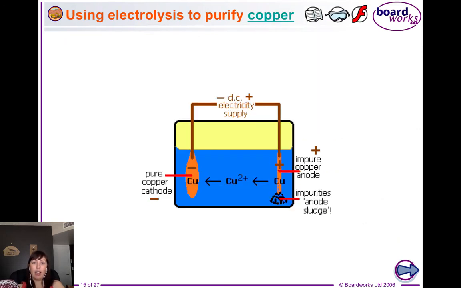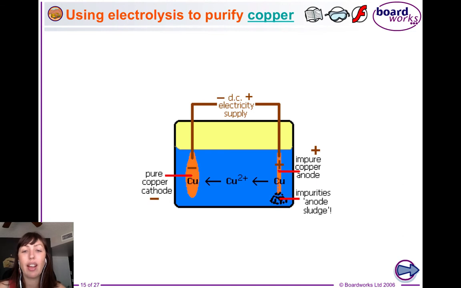Okay, so looking at this model, here's your electrolytic cell. There's your electricity supply up here. You can see the positive anode, and you can see the negative cathode. So we know that copper has a positive charge. And when you put in this positively charged anode, it is covered in copper. So it's coated in copper, but the copper is impure.